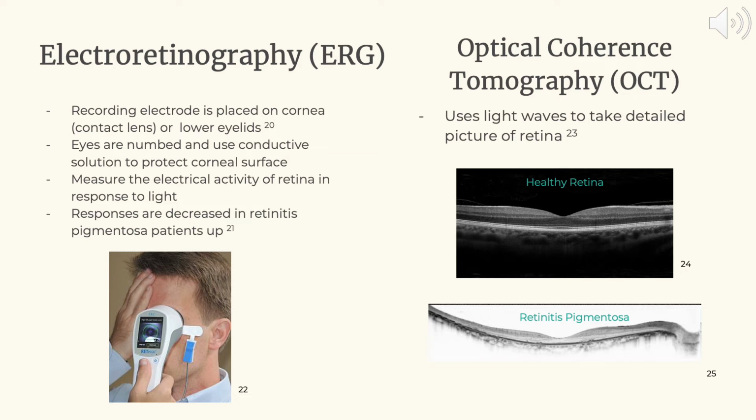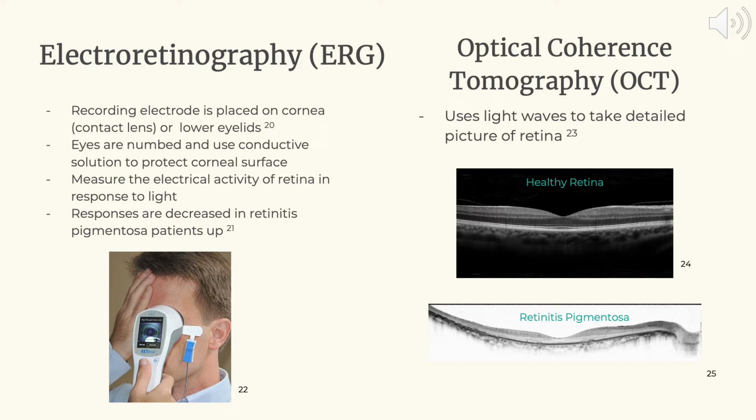Electroretinography. Here, a recording electrode is placed on the cornea using a contact lens or on the lower eyelids. Then the eyes are numbed and conductive solution is used to protect the corneal surface. Next, the electrical activity of the retina's response to the light is measured, and in retinitis pigmentosa, responses are decreased.